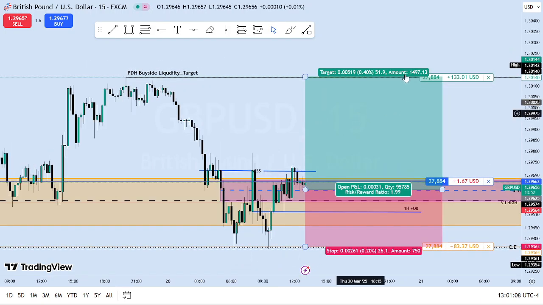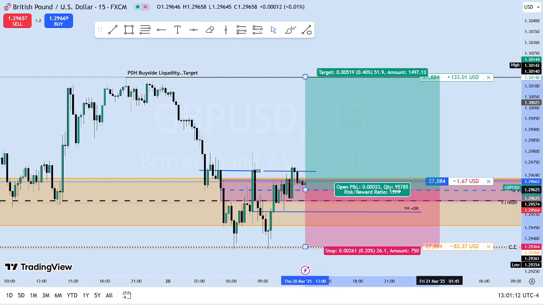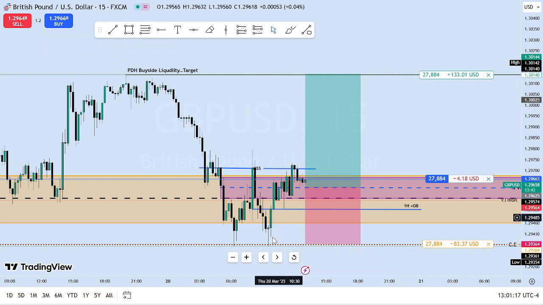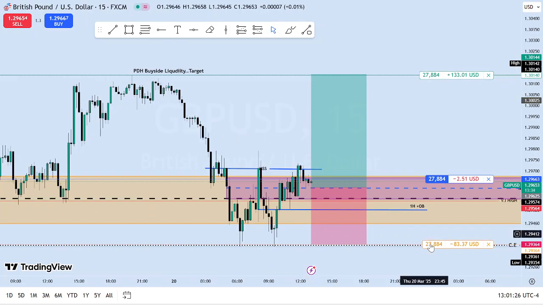1 hour order block. Our targets are above there. Now our stop loss is below here. It's a 1:2 risk reward. If you miss it, you lose $83. If you win, it's $133. It's a nice trade, 1:2 risk reward.